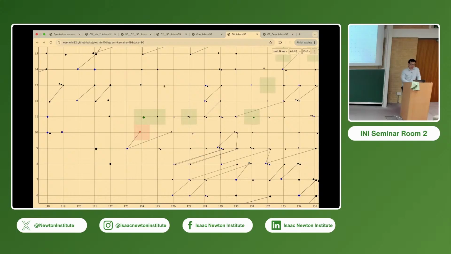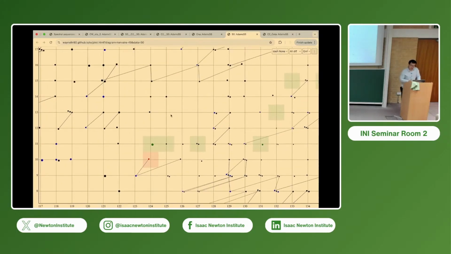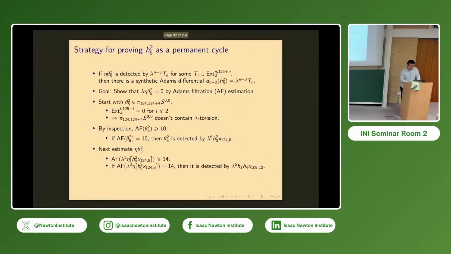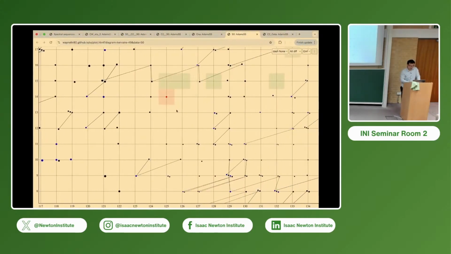Of course, we have to deal with all the lambda torsions, but just for the sketch proof, it turns out this lambda torsion doesn't matter. And the next one is in filtration 14, this element called H1, H4 something. So if there were an element in filtration 14, it has to be detected by this element. But if it goes even higher, then you can conclude that it is actually 0.